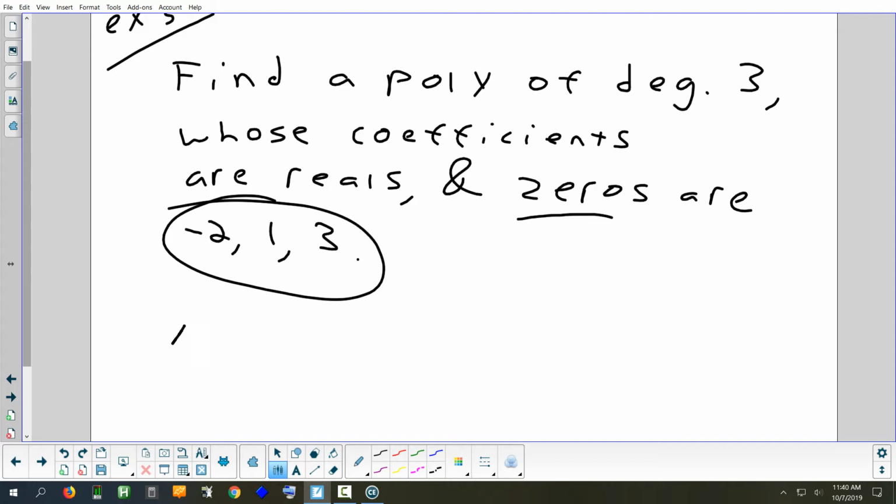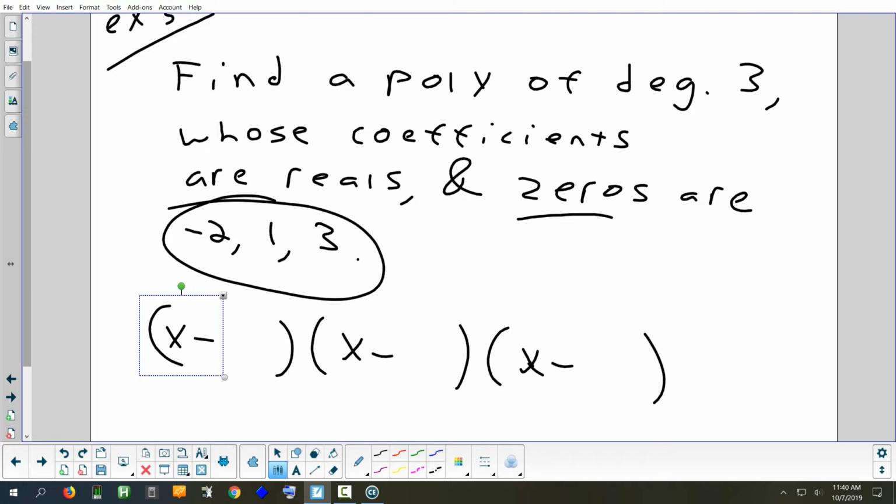X plus 2. These are going to be your factors. Now, some of them may change to x plus, it depends on the roots. But if -2 is a root, x minus that is a factor. What about if 1 is a root? What would be a factor there? X minus 1. And if 3 is a root? X minus 3.